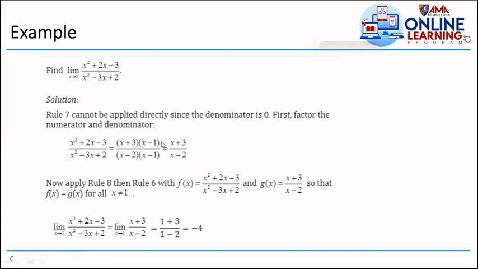Gets mo na? Opo, sir. So, ganun yung pagkuha ng common factor. So, merong x minus 1, meron din siya sa baba ng x minus 1.